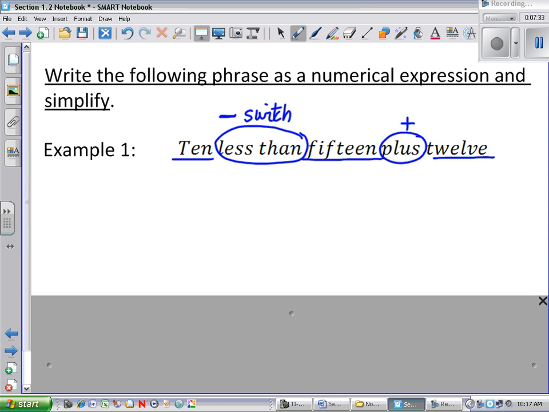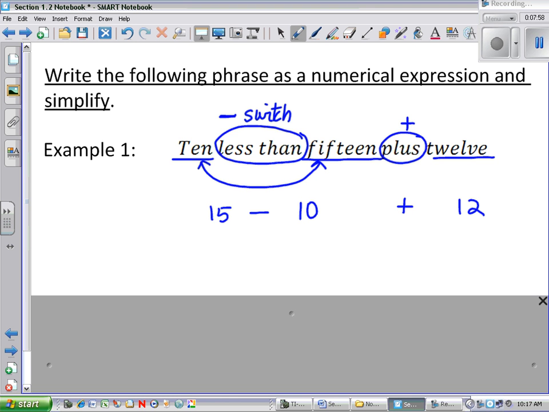Now, notice we don't have any two phrases together. We're going to switch just the two things that are on either side of that phrase, less than. So I'm going to start with 15 minus 10. Then I have plus 12. So there the order stays the same. Plus 12. When we're adding, we can just do the order straight across.